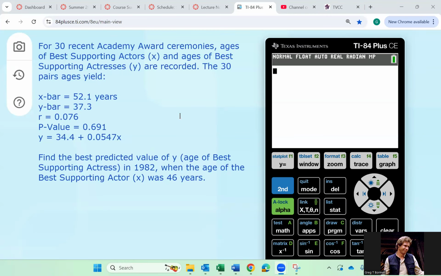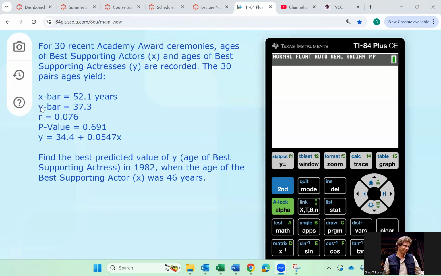For 30 recent Academy Award ceremonies, ages of Best Supporting Actors and ages of Best Supporting Actresses are recorded, and the 30 pairs of ages yield the following. Okay, let me make sure we all understand what's going on here. This is recording, right? Yeah. Okay.